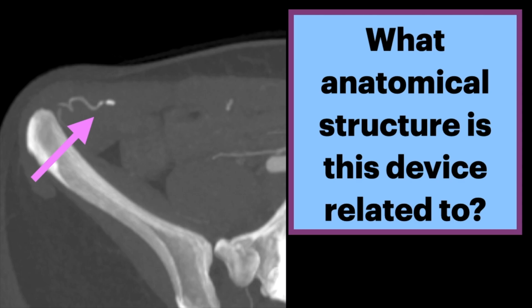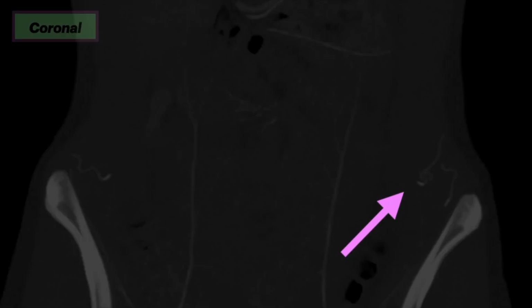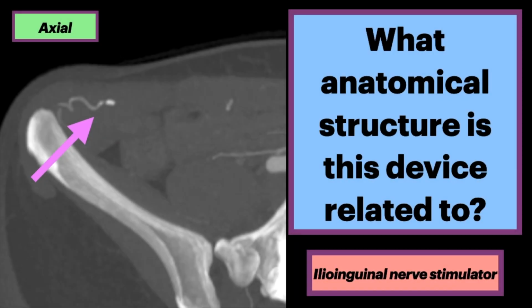What anatomical structure is this device related to? On this axial slice, we see a thin, high-density object within the right anterior abdominal wall muscles near the iliac crest. Coronal plane shows a similar object on the contralateral side. This was a stimulator for the ilioinguinal nerve.